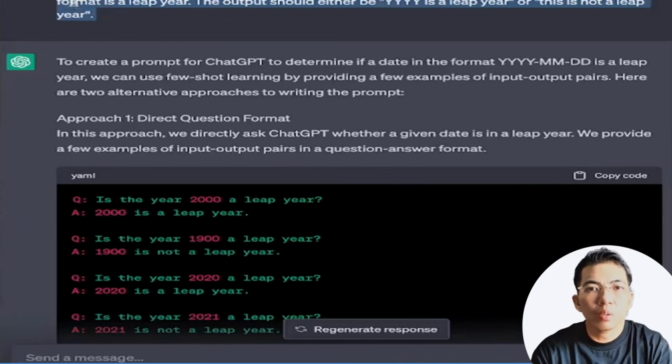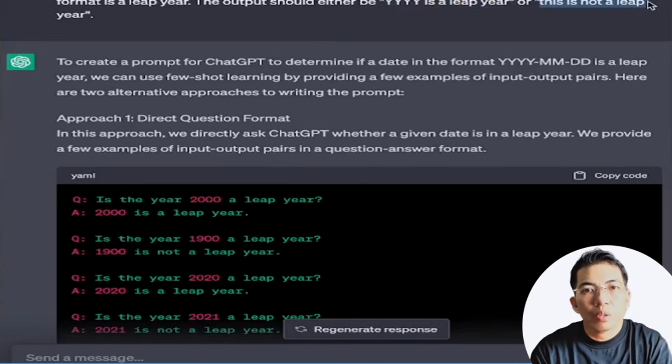We're saying we want ChatGPT to write a prompt that uses few-shot examples to determine if a date in the year, month, day format is a leap year, and the output should either be "year is a leap year" or "this is not a leap year."